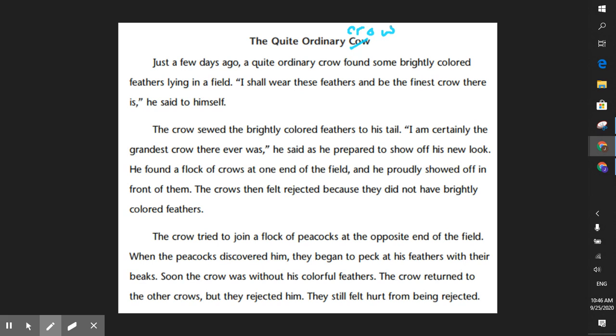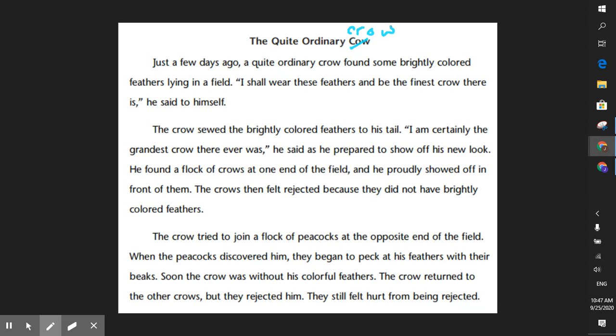The crow tried to join a flock of peacocks at the opposite end of the field. When the peacocks discovered him, they began to peck at his feathers with their beaks. Soon the crow was without his colorful feathers. The crow returned to the other crows, but they rejected him. They still felt hurt from being rejected.